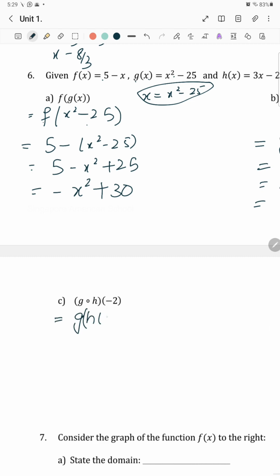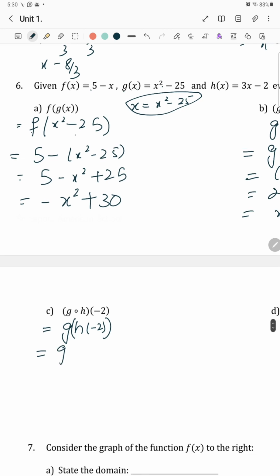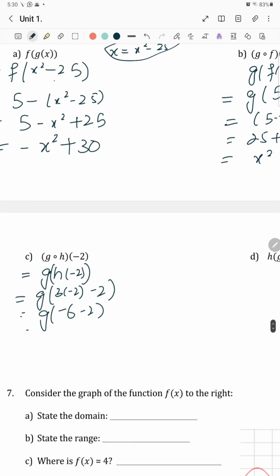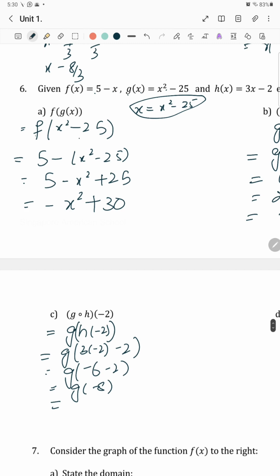g h of x. g h of minus 2. So putting the value minus 2 in h, 3 times minus 2, minus 2, minus 6 minus 2. g of minus 8. Now putting minus 8 in g, minus 8 square minus 25, 64 minus 25, 39.